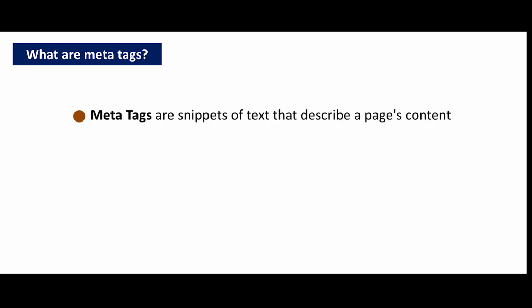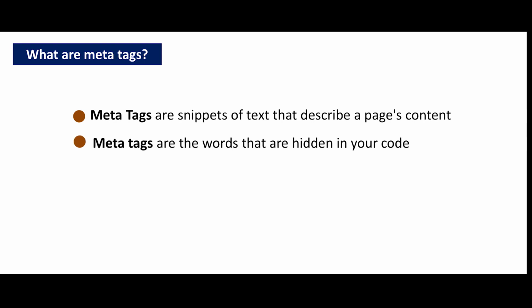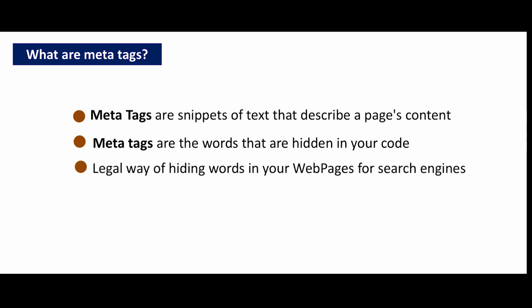First is meta tags. What are meta tags? In non-technical language, meta tags are snippets of text that describe the page content. Further, meta tags are also words that are hidden in your code. People browsing your site will not be able to see these meta tags. It's a legal way of hiding words in your web pages for search engines. Meta tags help crawlers to understand your page better, and they collect very important information with the help of meta tags. Therefore, it is a must to include meta tags in your web page.